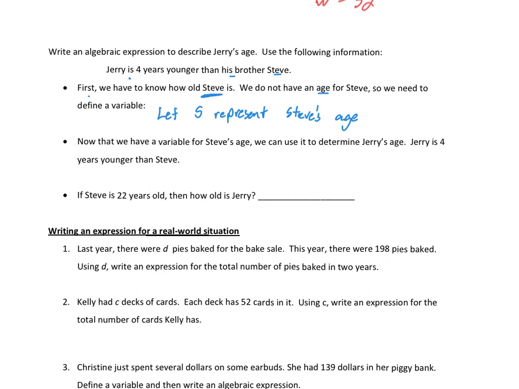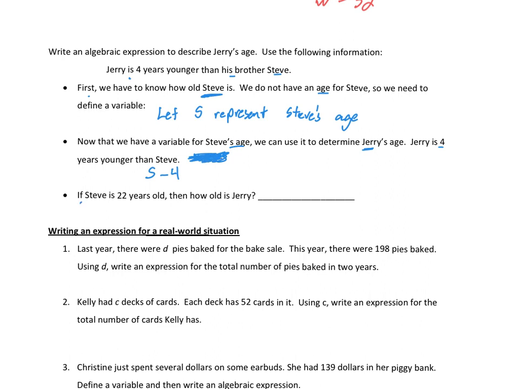Now that we have a variable for Steve's age, we can use it to determine Jerry's age. Jerry is 4 years younger than Steve. So it's not going to be 4 minus Steve's age. We're starting with Steve's age, and we're subtracting 4. That'll give us Jerry's age. S minus 4. When I cross things out in my notes, you don't have to do the same. I'm doing that for a visual for you.